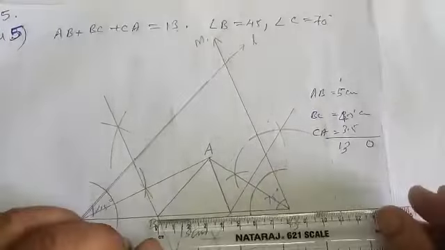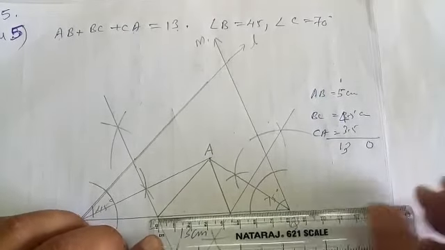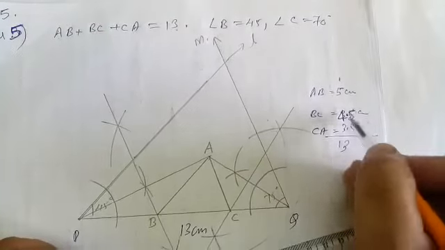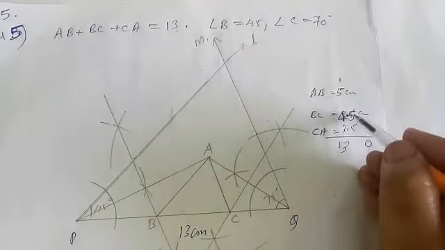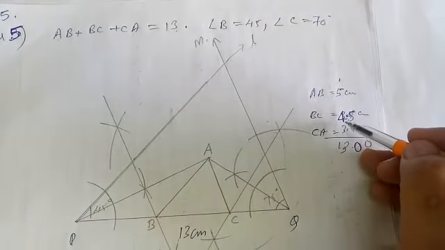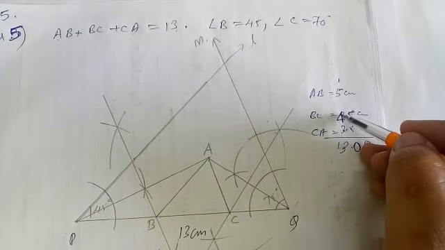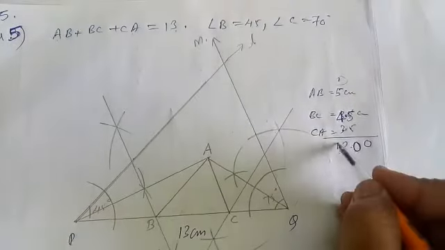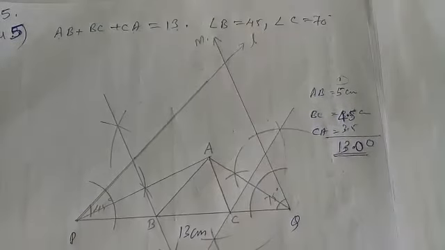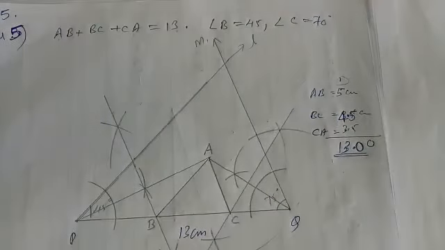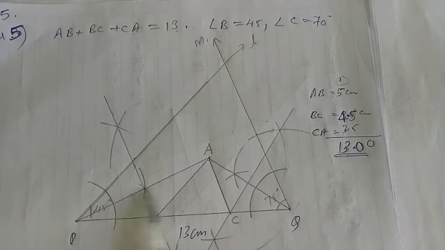The measure of BC, check the measure of BC, it is coming 4.5. By mistake I said 3.5, it is 4.5. Now add it. 5 plus 5, 10, carry 1, 3 plus 4, 7, 7 plus 5, 12, 12 and carry 1, that is 13. You got 13. AB plus BC plus CA equal 13 centimeter. Now the steps of construction, the same method how we have done, you have to write the steps of construction.